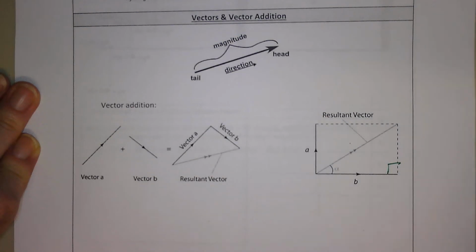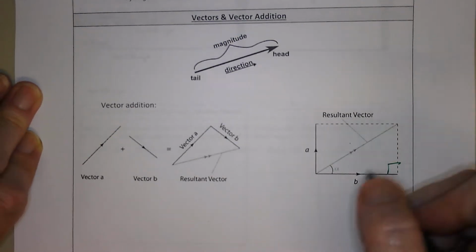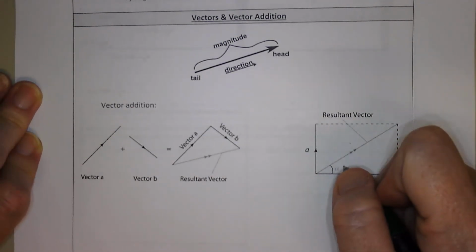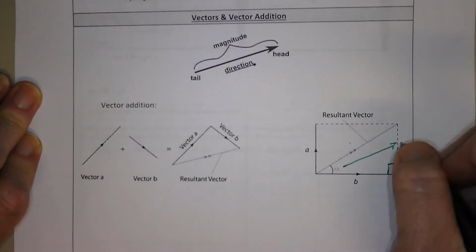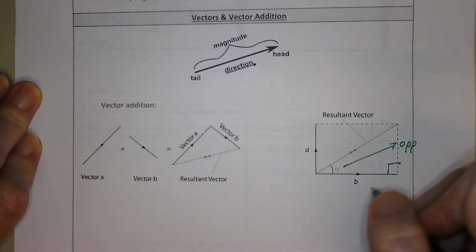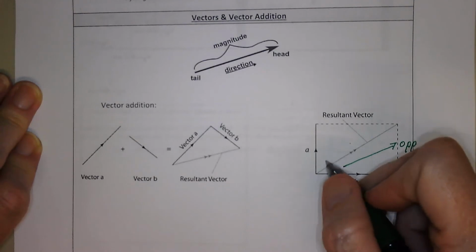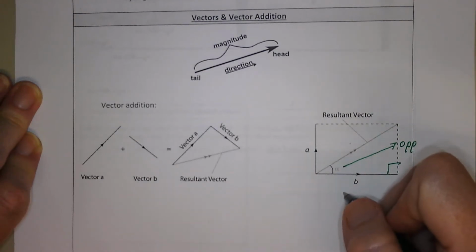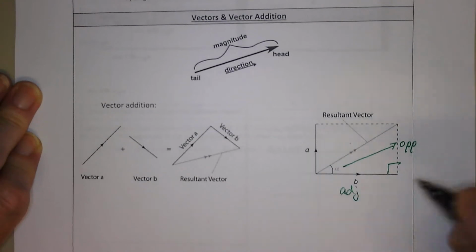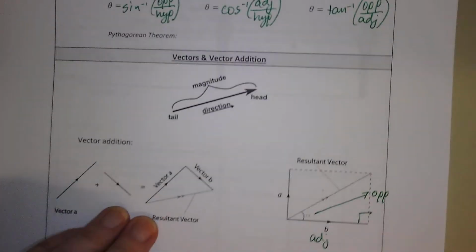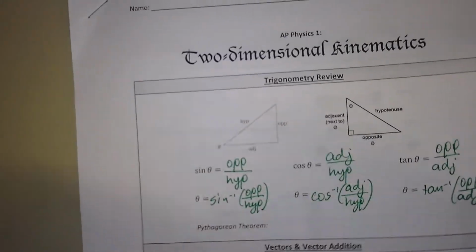I don't know if you remember this, but if this is your theta, and you draw a line from your theta to the other side, that's your opposite. And the one that's touching your theta is your adjacent. So that's how we determine which side is the opposite and the adjacent. All right, so moving on.